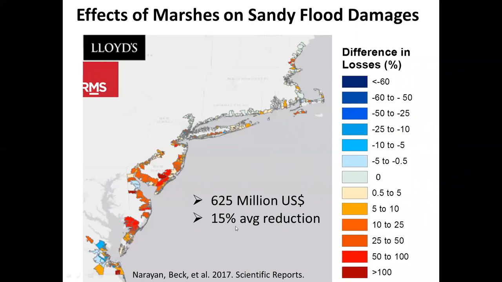We then also looked across not just Sandy, but all the storms in their database for Ocean County, New Jersey, and asked what was the overall benefit received by those marsh habitats. And that was annually a 15% average reduction in damages. And that's the kind of level at which you might expect to see insurance premium reductions.